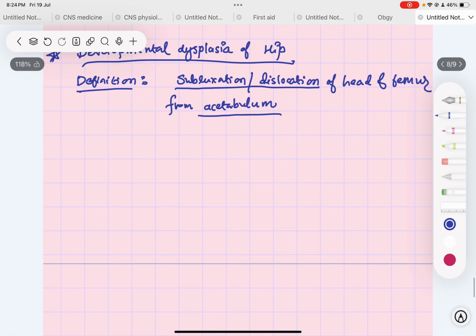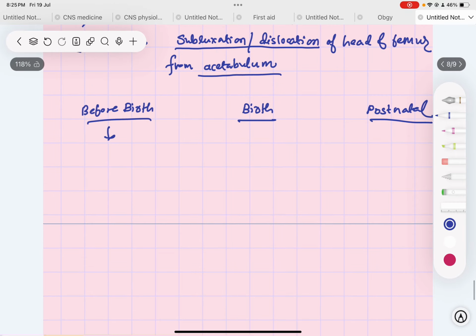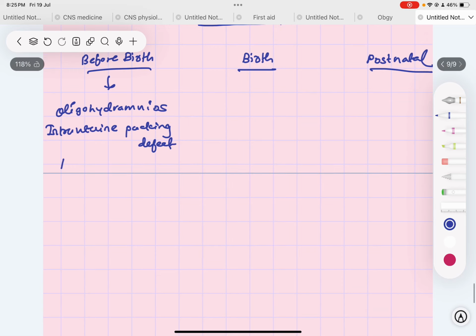Now what are the risk factors and the pathogenesis? So before birth, at the time of birth, and postnatal, or you can say after birth. There are various theories that people are saying are the reason. Before birth it is mainly due to oligohydramnios, intrauterine packing defect, and high relaxin levels.